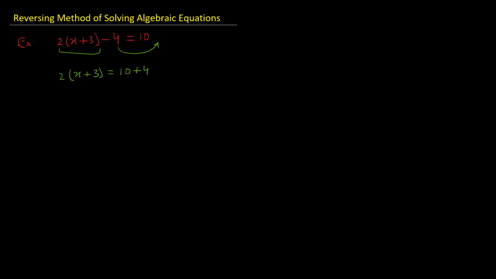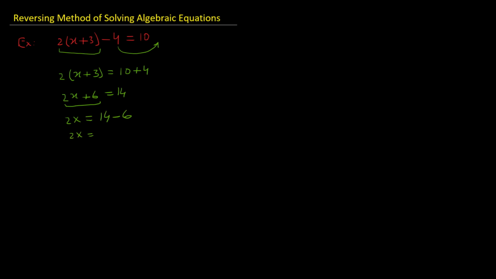10 plus 4. Now we have 2x plus 6 equals 14. Now we have two terms here. So with two terms, we take this term to the other side. So 2x equals 14 minus 6.